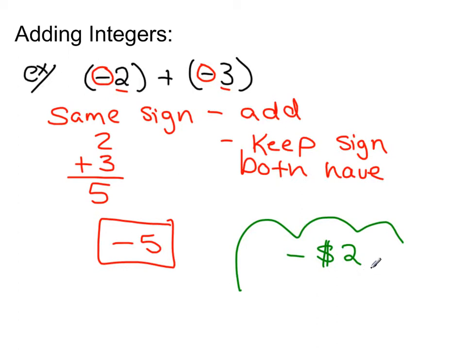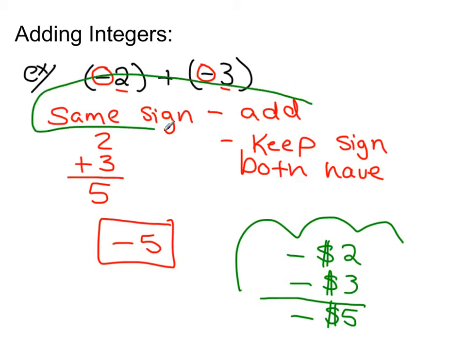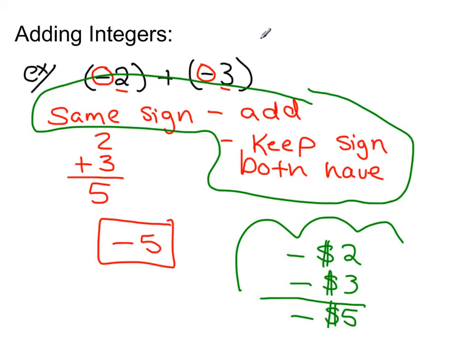You go out and you buy a $3 drink, and you spend that money. Now you're in further debt. You've added more to your debt, so now you owe the bank $5. You don't magically not owe them anything. You've increased the debt by continuing to spend, just like our government. So, signs are the same. We add and we keep the sign that both have, just like back when we had positive numbers, we just added the two positives and everything was positive.